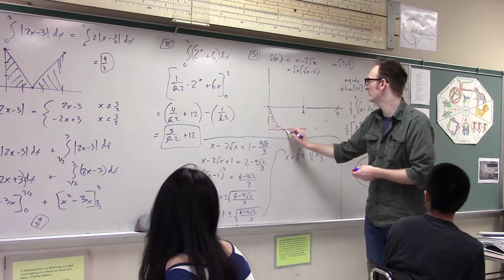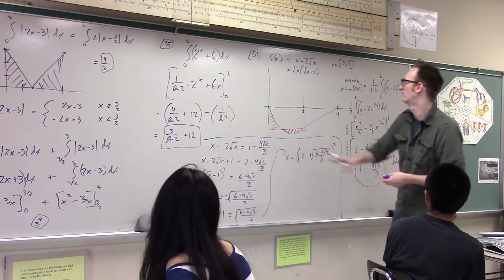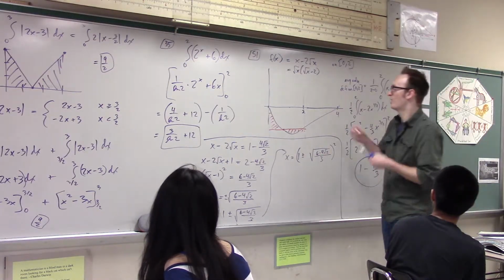The minimum's at 1, so it means it curves up a little bit more like that, right? Yeah. Okay. All right.